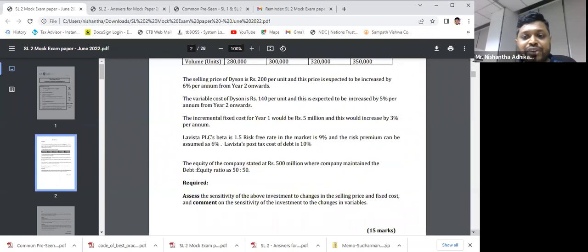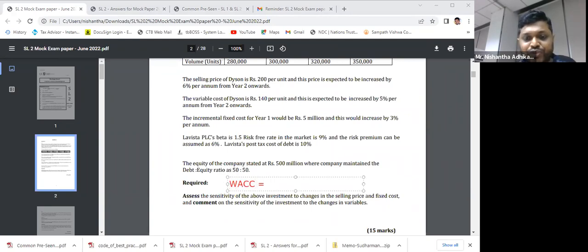If the company wants to maintain the same debt to equity ratio when investing in this particular investment, you have to calculate the weighted average cost of capital. Simply, you can do the weighted average cost of capital. You can quickly calculate and let me know the answer.